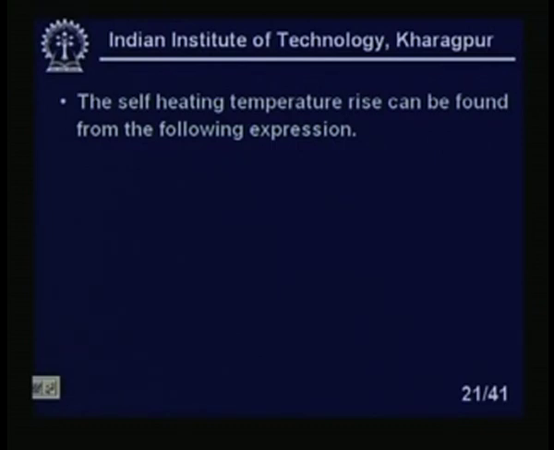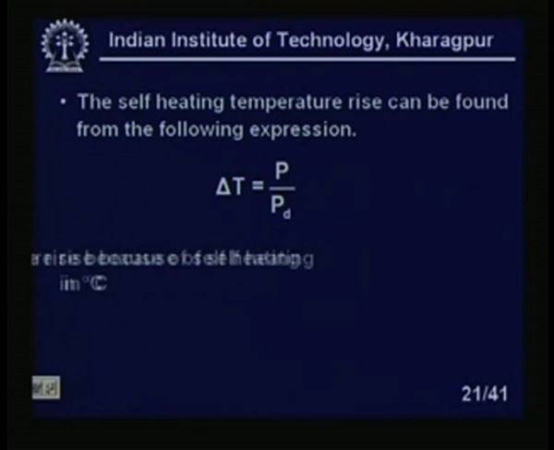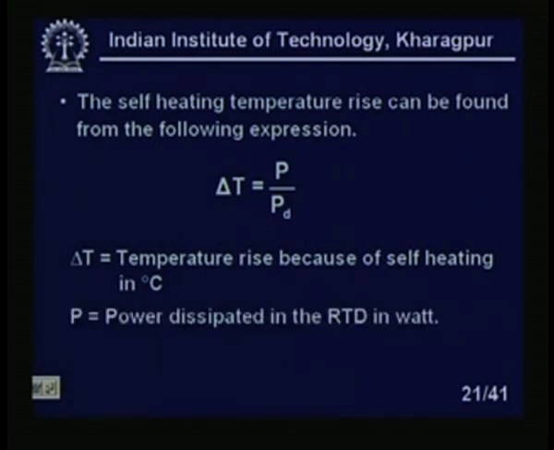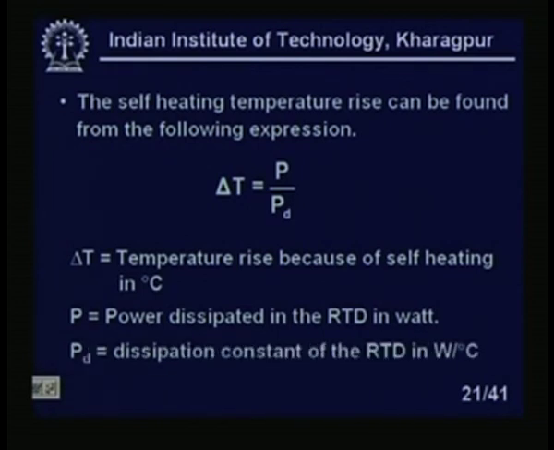Now, the self heating temperature rise can be found from the following expression. Very simple, delta T equal to P by PD. Delta T is the temperature rise because of the self heating in degree centigrade, P is the power dissipated in the RTD in watt, and PD is the dissipation constant of the RTD in watt per degree centigrade. This is a constant for a particular RTD. Usually the manufacturer will supply this value of PD.